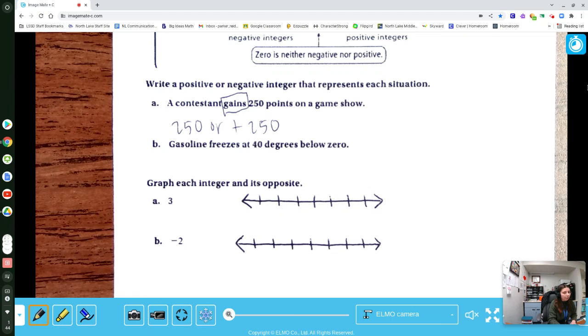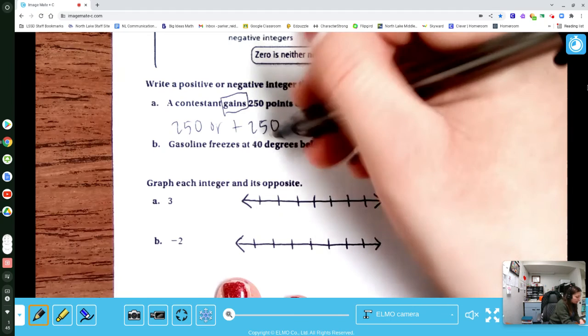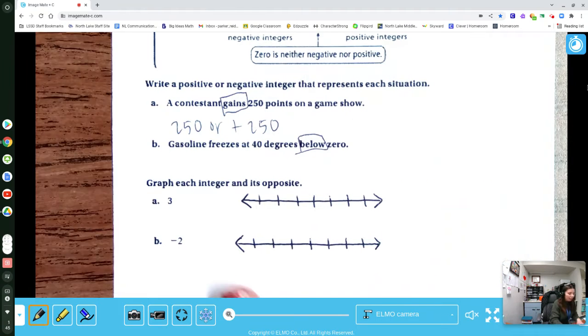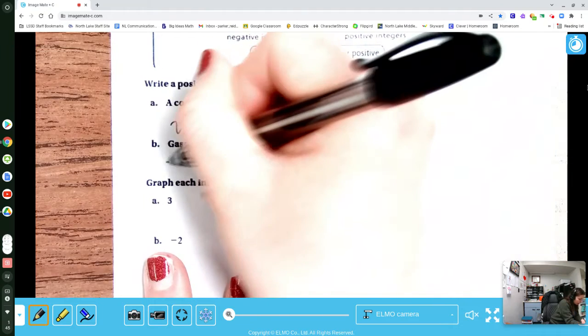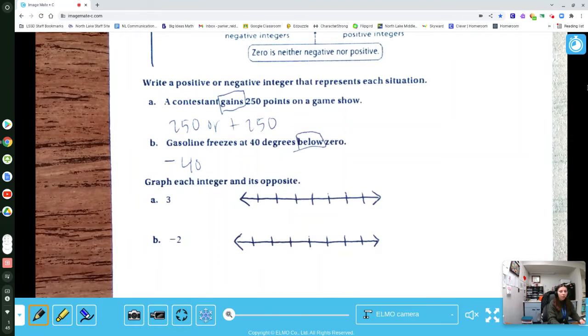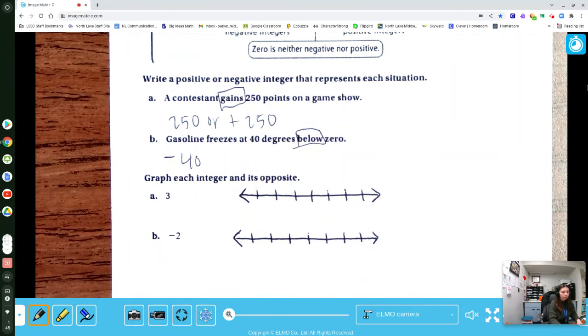Part B: gasoline freezes at 40 degrees below 0. That word below is what is telling us that this is less than 0, so it must be -40, a negative number. We do need to include a symbol to mark that it's negative.